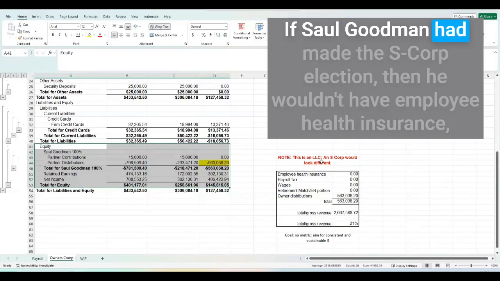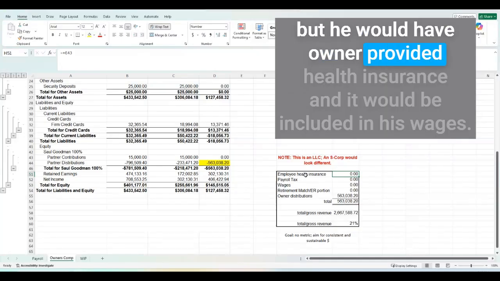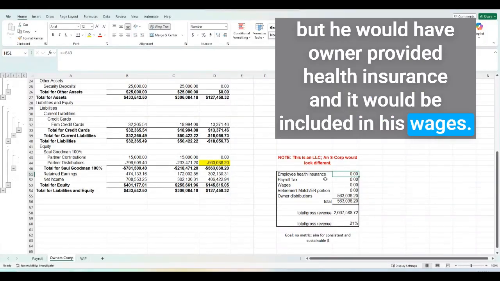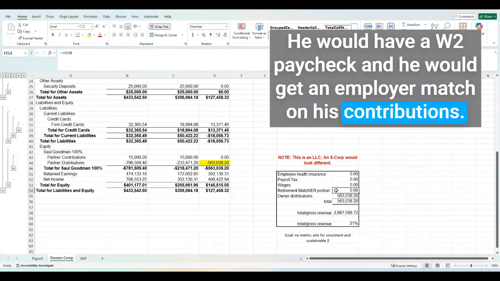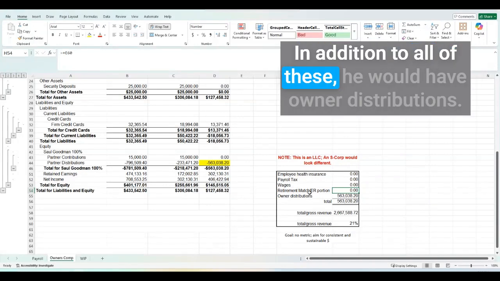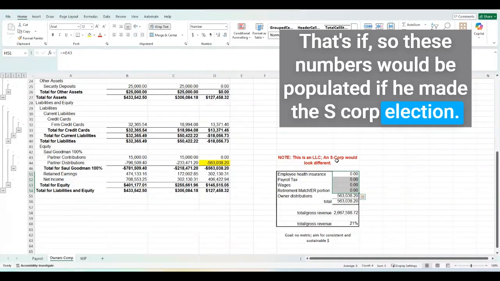If Saul Goodman had made the S Corp election, then he wouldn't have employee health insurance, but he would have owner provided health insurance, and it would be included in his wages. There would be payroll tax. He would have a W-2 paycheck, and he would get an employer match on his contributions. In addition to all of these, he would have owner distributions. So these numbers would be populated if he made the S Corp election.